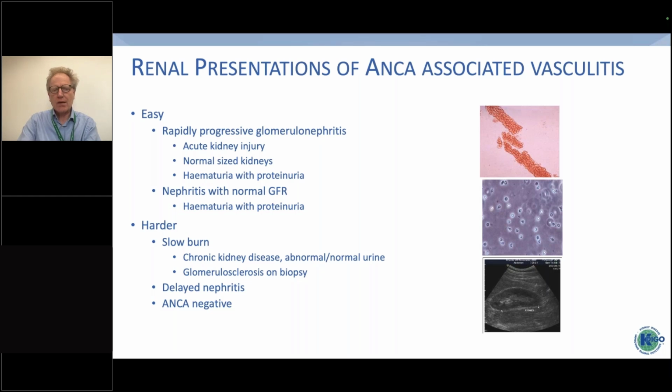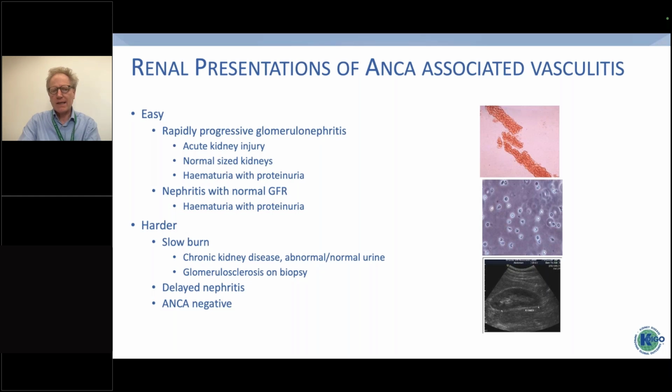Increasingly, as patients are being diagnosed earlier, we're now seeing patients with nephritis with a normal GFR, which from our perspective is the ideal time for patients to be diagnosed because it gives them the best possible chance of having a good long-term outcome. And it's essential that any patient with suspected vasculitis has a urine test for hematuria and proteinuria. If they don't, this will be missed.